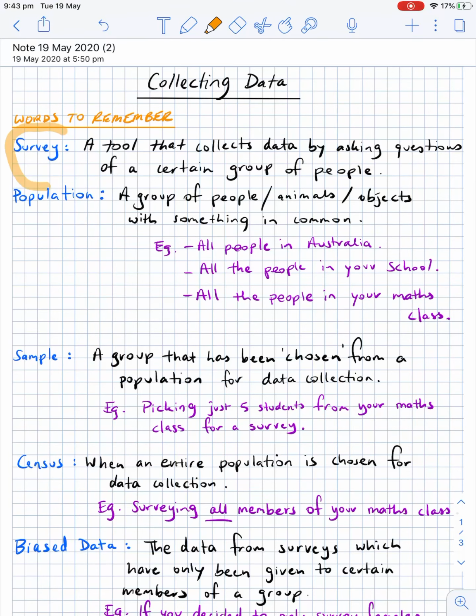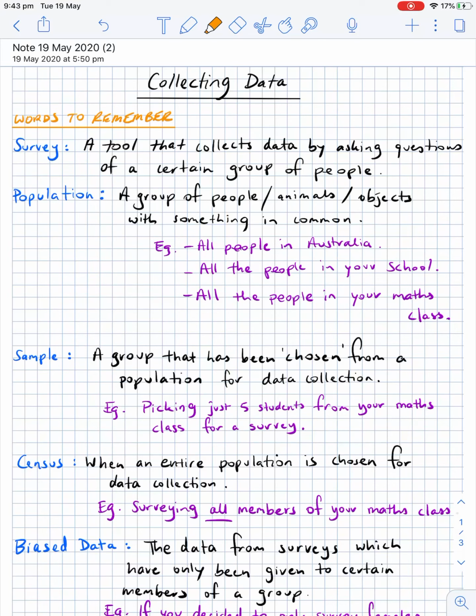So first up, a survey. What is a survey? It's just a tool that collects data by asking questions of a certain group of people. So you're giving a survey to a certain group of people that you want to target, and you'll get data from them. Their answers are what we consider data.